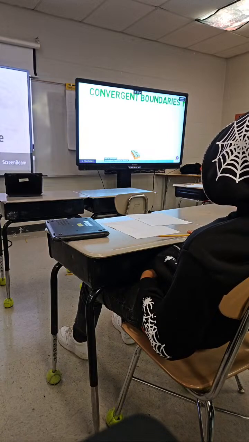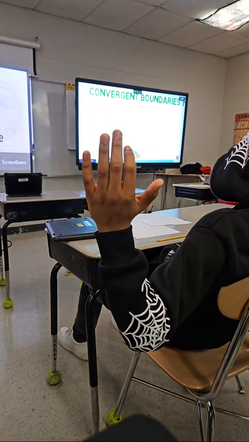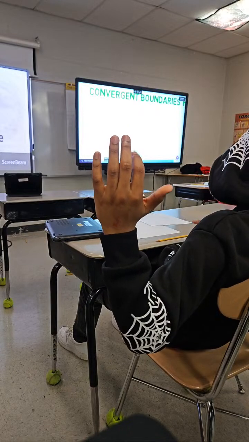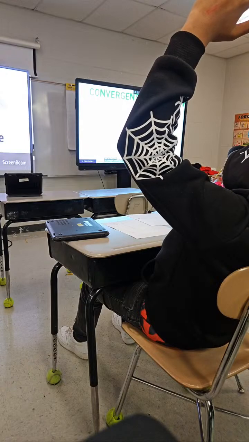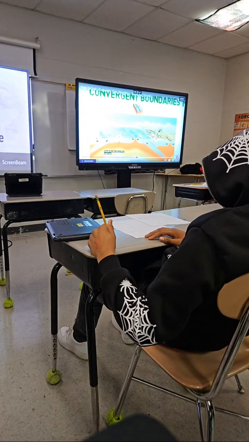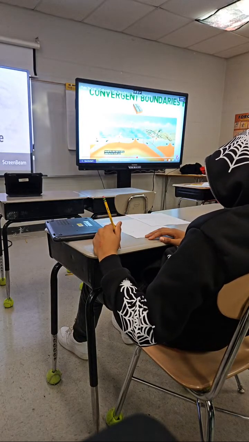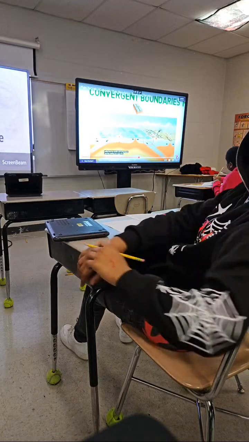They come together, they collide, like a car accident. Head-on collision. So convergent is a head-on collision between an oceanic plate and a continental plate. When this happens, one plate will be subducted beneath the other plate. So it'll be pulled, and a plate will go beneath the other, like a sub. The mantle will melt down, and this melting can cause a volcano to form on the continental plate.